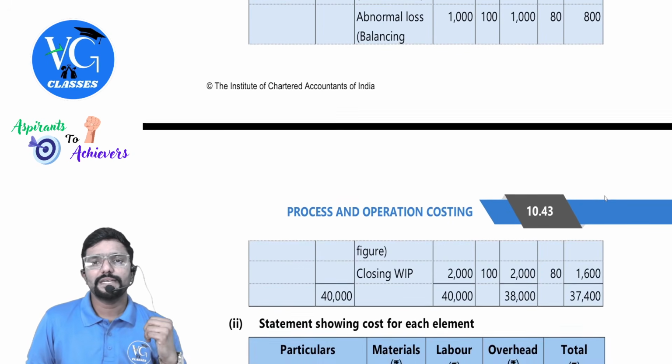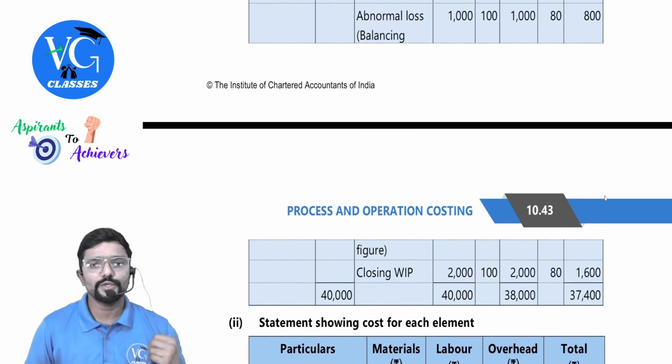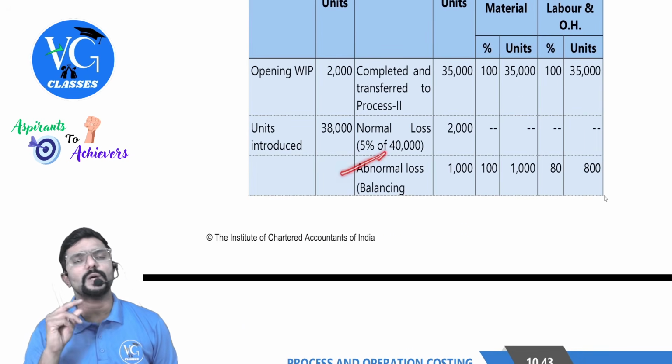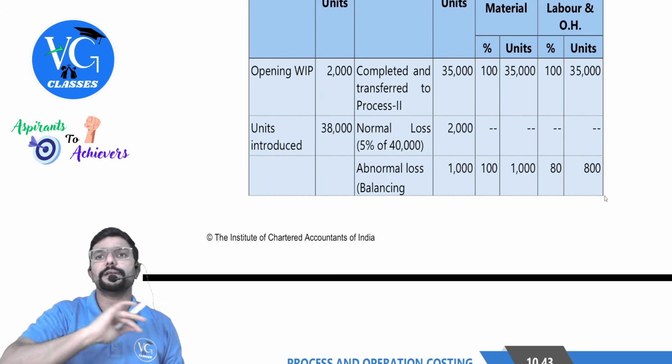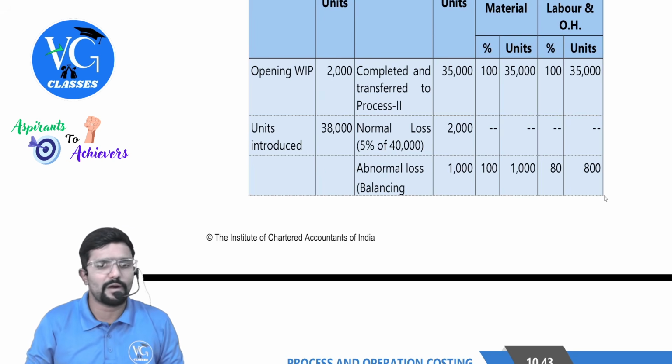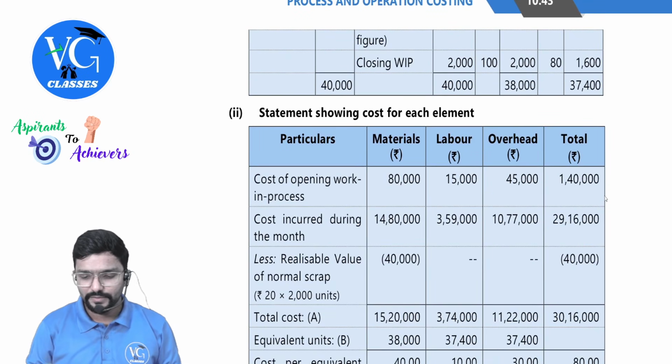Abnormal loss is 100% with respect to material and 80% with respect to labor and overhead. And I also told you, if the degree of completion is not given for abnormal loss, what do you take? 100%. If they have given it, please take it accordingly. Closing WIP is 100% with respect to material and 80% with respect to labor and overhead.